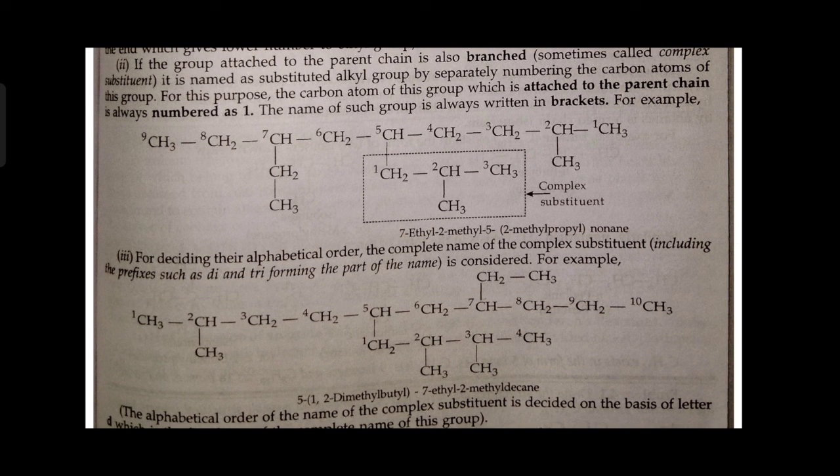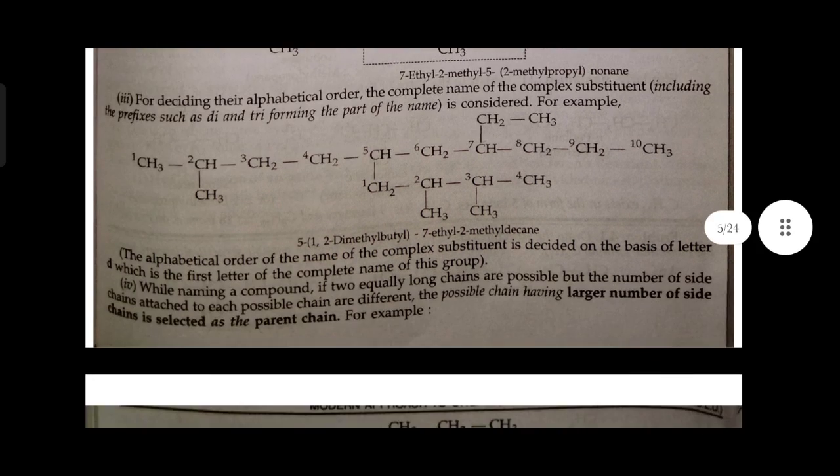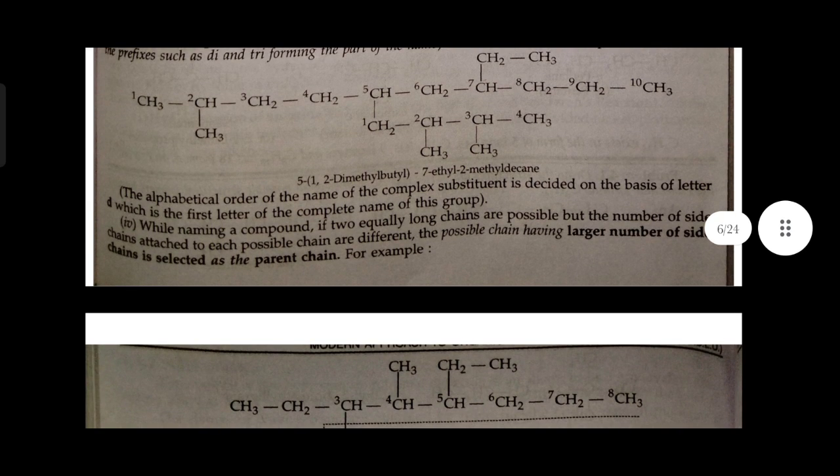Third, for deciding their alphabetical order, the complete name of the complex substituent, including the prefixes such as di and tri forming part of the name, is considered. Fourth, while naming a compound, if two equally long chains are possible but the numbers of side chains attached to each possible chain are different, the chain having the larger number of side chains is selected as the parent chain.